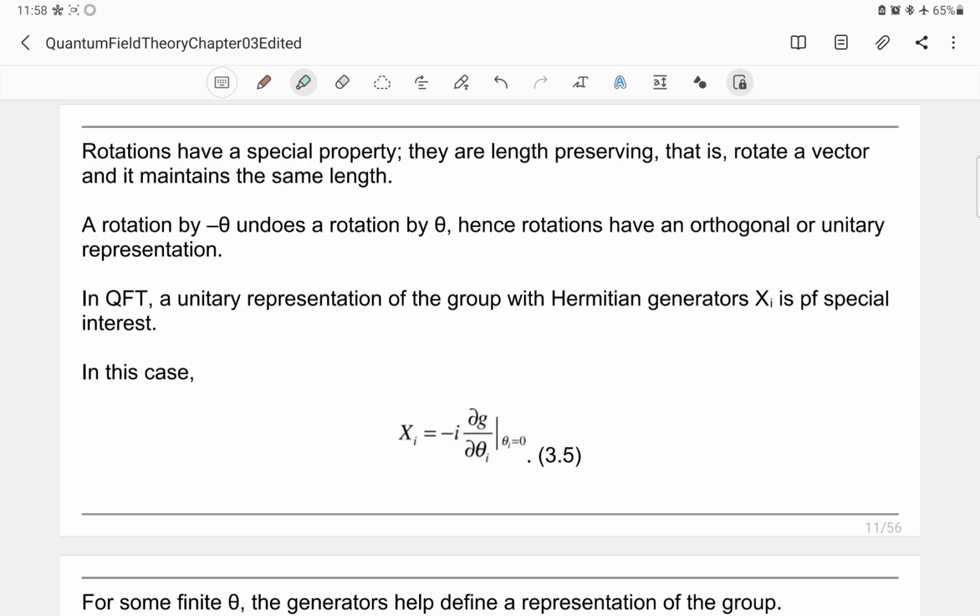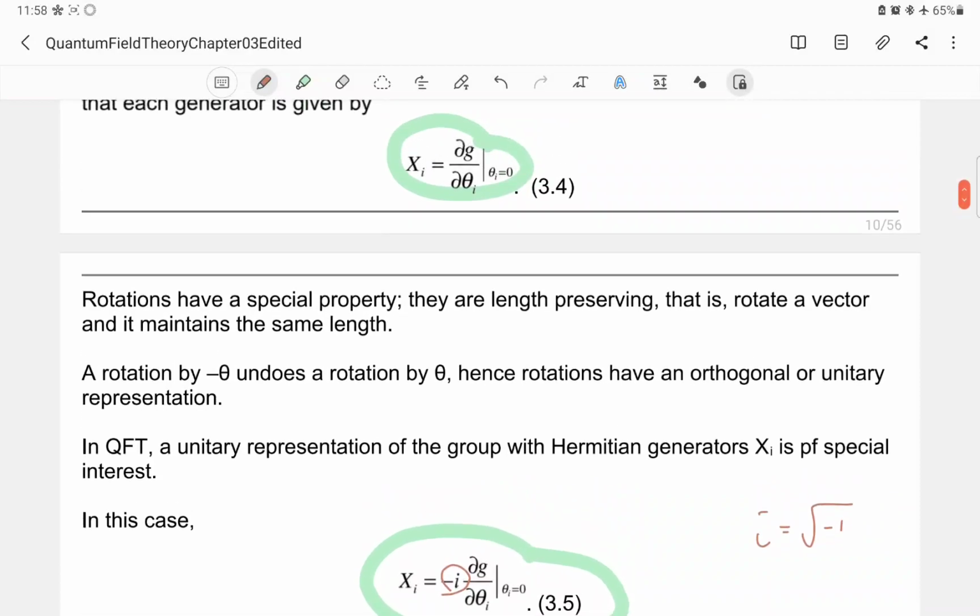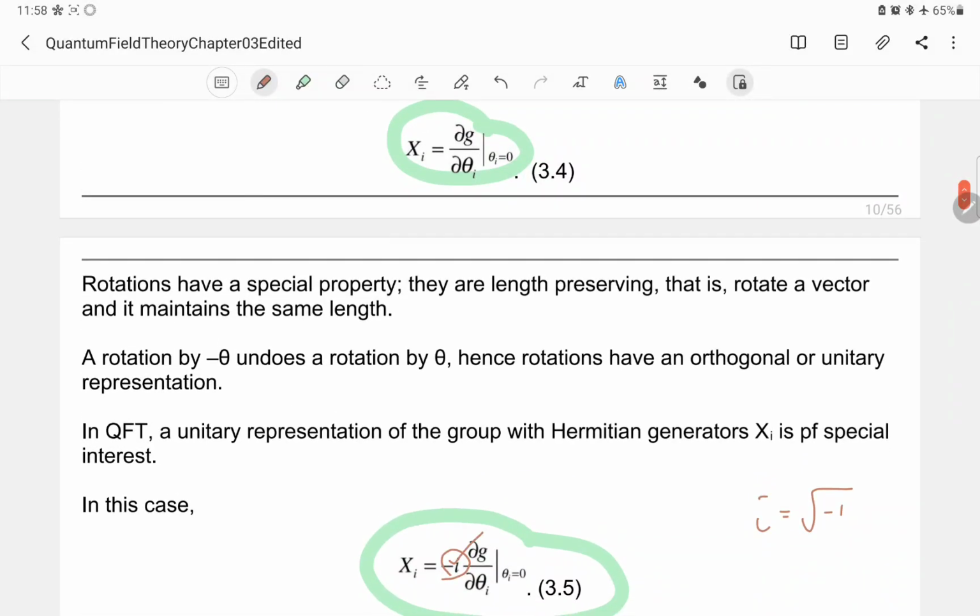In quantum field theory, a unitary representation of a group with Hermitian generators x_i is of special interest. In this case, our generators are of this form, I mean. So you have the presence of this factor negative i, which is equal to the square root of negative 1. In comparison to 3.4, you don't have this factor here.